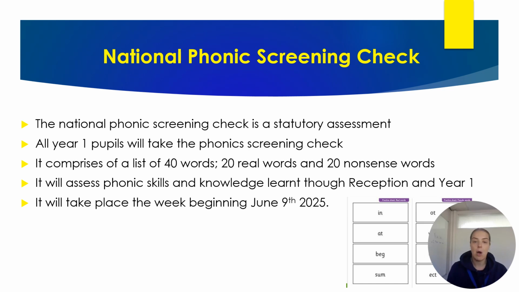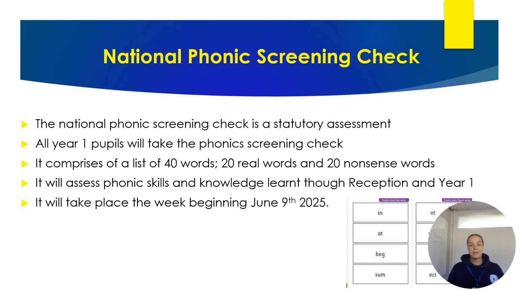They also will take part in a national phonics screening check. This is a statutory assessment that all year 1 pupils will take. It comprises of a list of 40 words. This list is made up of 20 real words and 20 nonsense words. The reason that they include nonsense words is because children who cannot blend sufficiently and cannot read fluently will often make these nonsense words into real words. So it will tell us whether they are a confident, fluent reader or not.